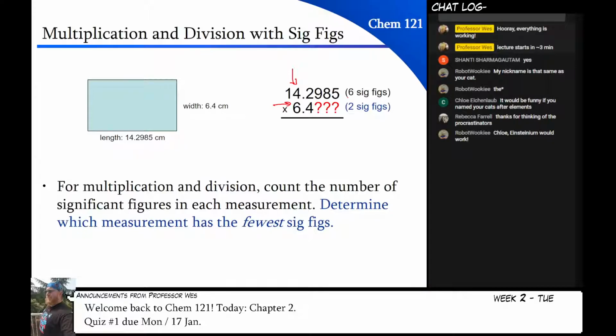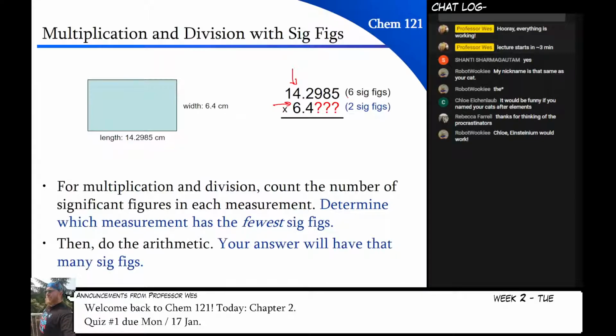Okay, now that we've found the number of sig figs, we're going to do the math, and our answer is going to have the number of sig figs that is the smaller of the two. So what's smaller, 6 or 2? Obviously 2 is, right? So our answer is going to have 2 sig figs, regardless of what the answer is. So now you just go to the calculator. I'm going to punch the numbers in the calculator. 14.29, I already have done that, so.